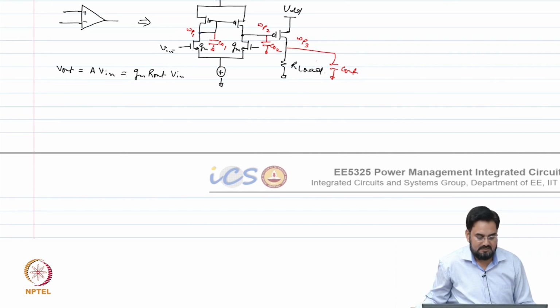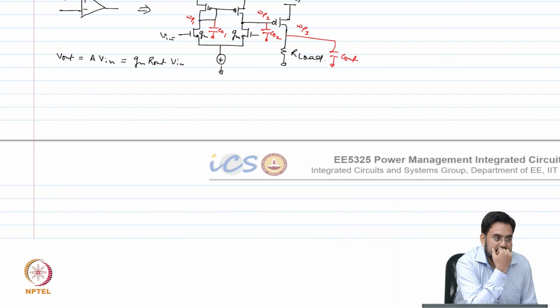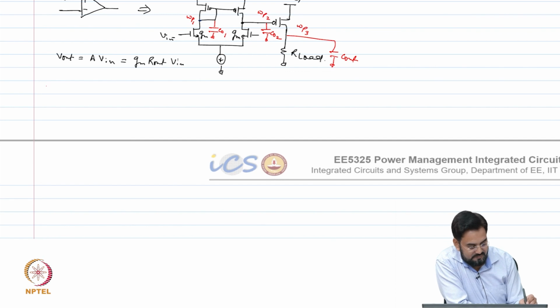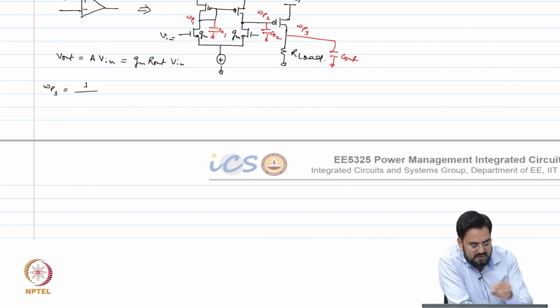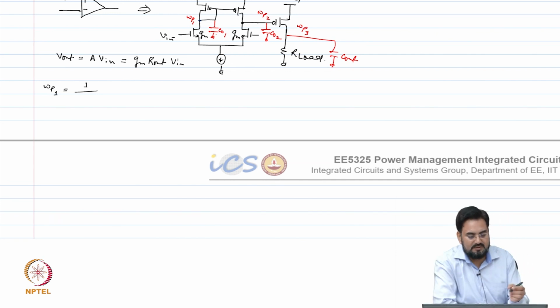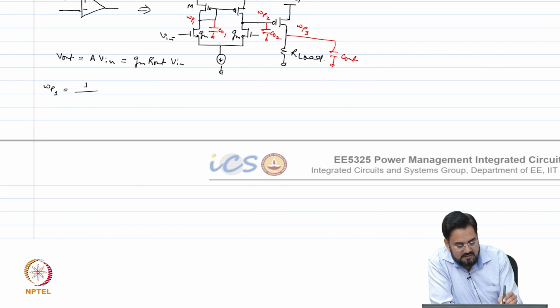Correct. So, how do we find that omega P1? What is omega P1? So, 1 over, so what is the capacitor at this node? How many caps do we have here? So, if this is M1, M2, M3.